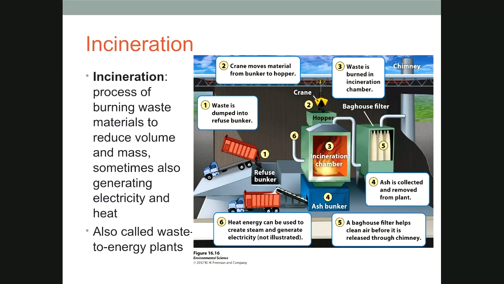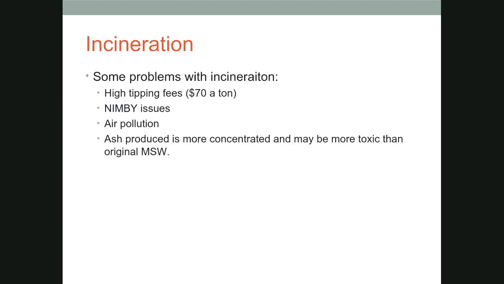One other option for how we can dispose of our garbage rather than a landfill is through incineration, which is the idea that you're actually going to burn the trash to reduce its volume rather than send it to the landfill. This sometimes is able to generate electricity, so you can use this as electricity production. Sometimes the ash that's produced from the incineration process can actually be used in construction, like building roads, for example.